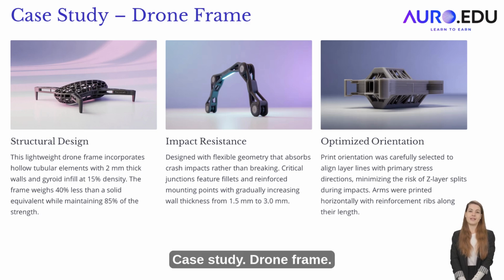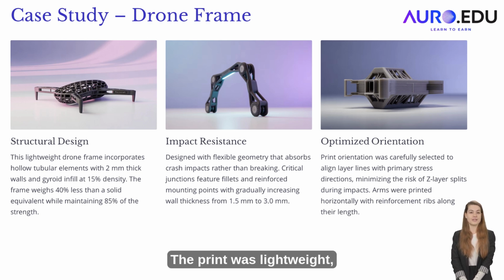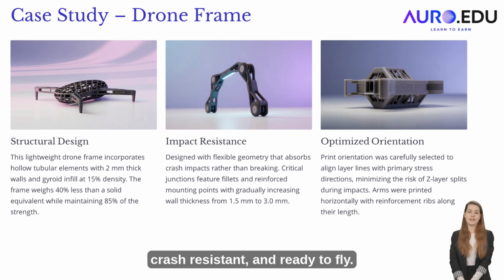18. Case study, drone frame. This drone frame used hollow tubes, printed with gyroid infill, and 2 mm thick walls. It was designed to absorb impact with flexible geometry. Orientation was chosen to reduce Z-layer splits. The print was lightweight, crash-resistant, and ready to fly.